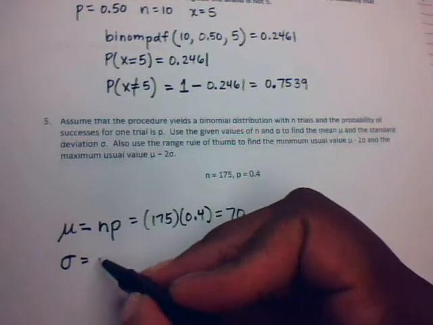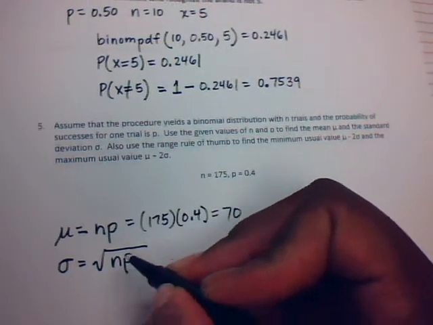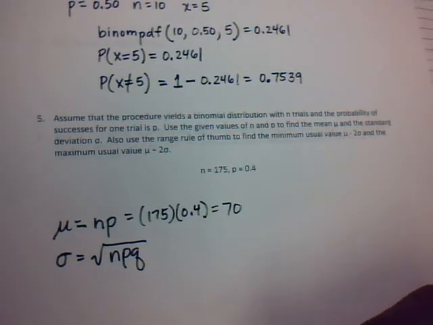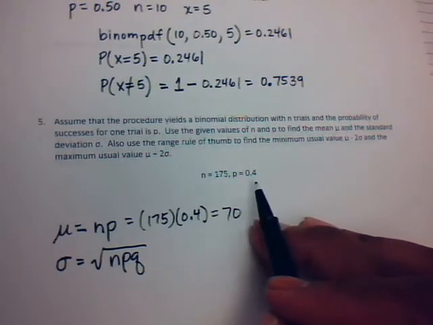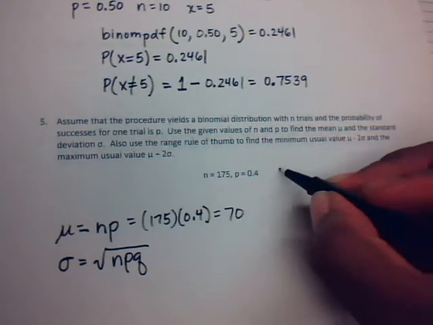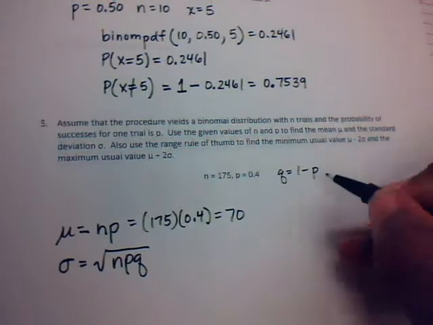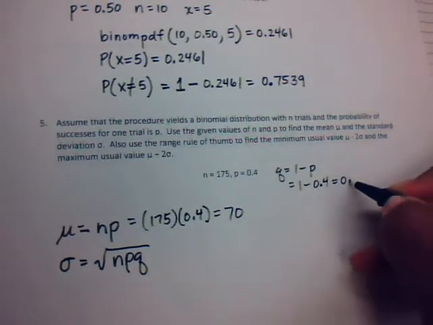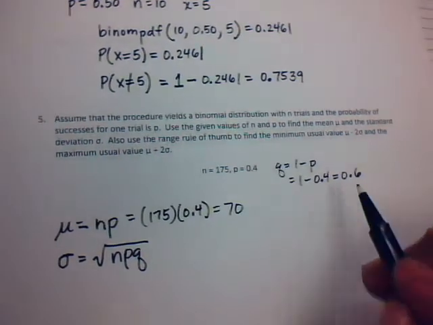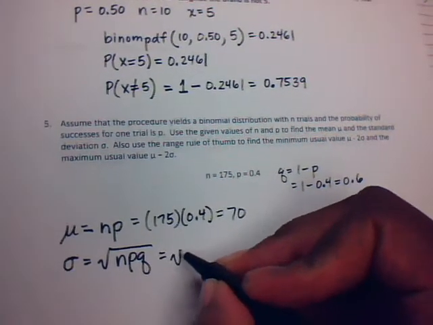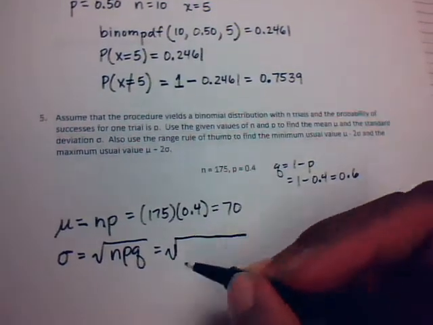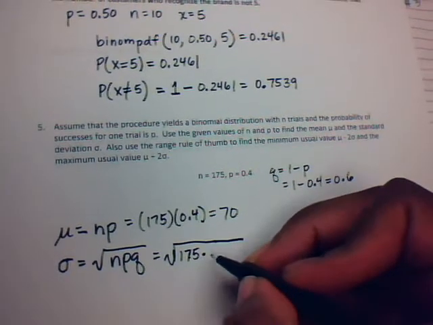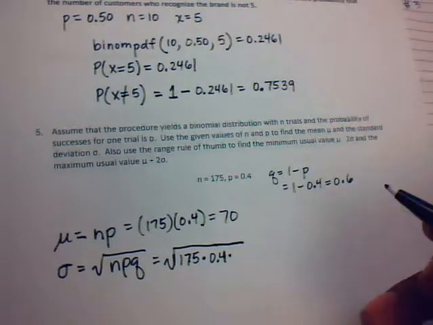And sigma, which is your standard deviation, is the square root of n times p times q. Well, we know n is 175 and we know p is 0.4. q is simply 1 minus p, or 1 minus 0.4, which will give you 0.6. So q will be 0.6. So we'll just replace n, p, and q in this particular formula. n is 175 times p, which is 0.4, times q, which is 0.6.